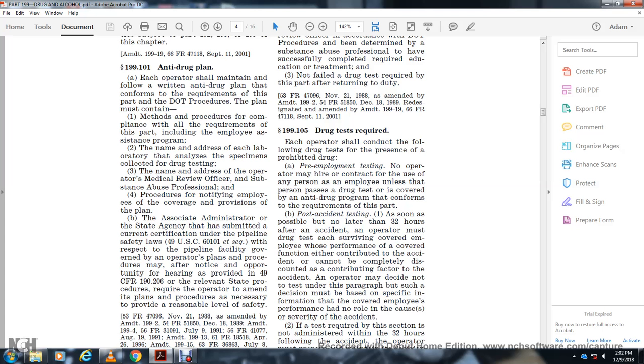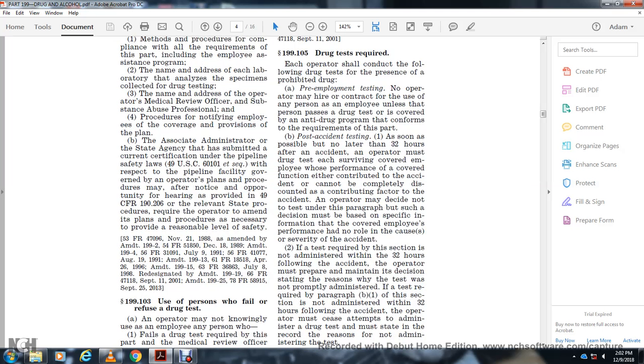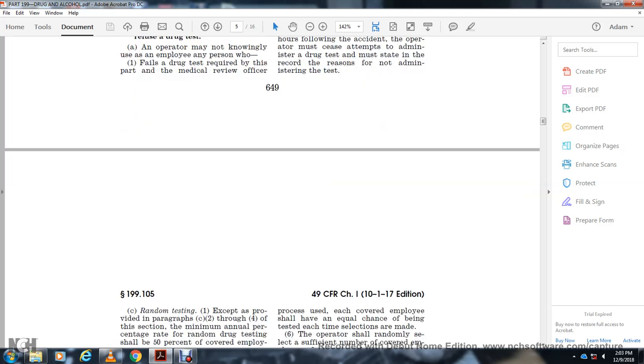The operator may decide not to test under the paragraph if the decision is based on specific information that the covered employee's performance had no role in causing or contributing to the severity of the accident. If the test required by this section is not administered within 32 hours of the accident, the operator must prepare and maintain a record stating the reason for not properly administering the test required within paragraph B1 of this section. The operator must state in the record the reason for not administering the test.